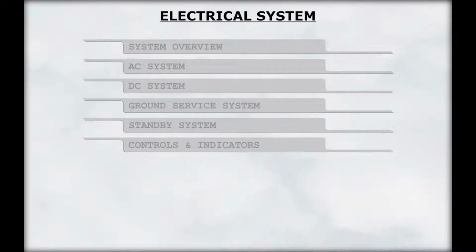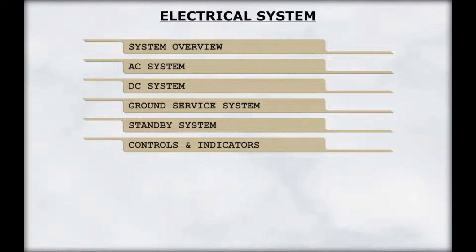In this module, we will cover the aircraft's electrical system. We will start with a system overview. Next, we will cover the AC, DC, ground service, and standby systems. Following the system descriptions, we will look at the controls and indicators.